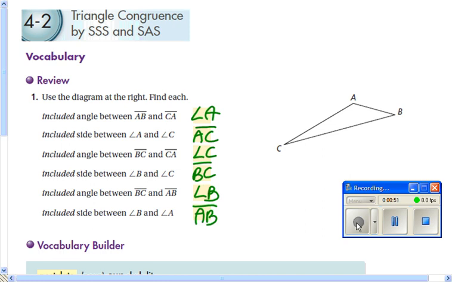I hope you noticed the pattern there in finding the included angle and the included side. Here's the rest of the answer.